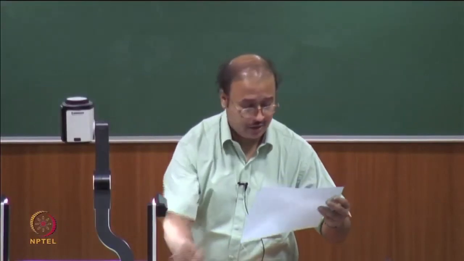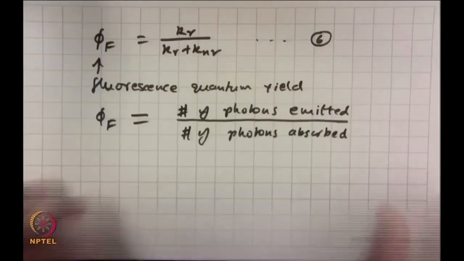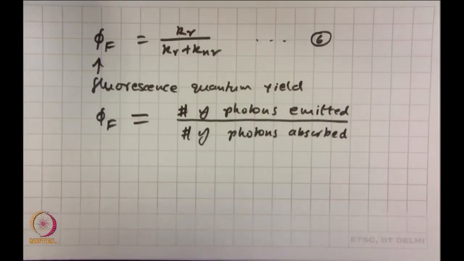And then what we also said was we defined another parameter called phi f, which is the fluorescence quantum yield, and we said that phi f is equal to kr over kr plus knr, which is essentially the number of photons emitted over the number of photons absorbed. This is a very important parameter. If you are choosing a dye or a fluorophore for anything, you will have to have this information in your hands before you can go ahead and do an experiment, because this is one single parameter which is possibly of the utmost importance for a fluorophore.